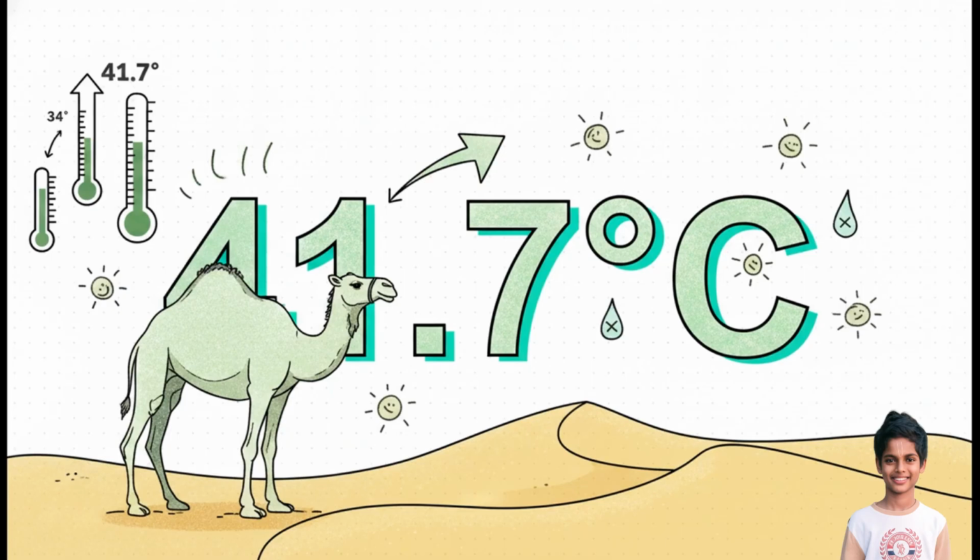And get this, 34 degrees to 41.7 degrees Celsius. This is a shock value adaptation right here. Unlike us humans, a camel can withstand wild fluctuations in its internal body temperature throughout the day. Why is this a superpower? Because by letting its internal temperature rise alongside the scorching desert heat, the camel completely avoids sweating. And no sweating means it conserves its incredibly precious water.